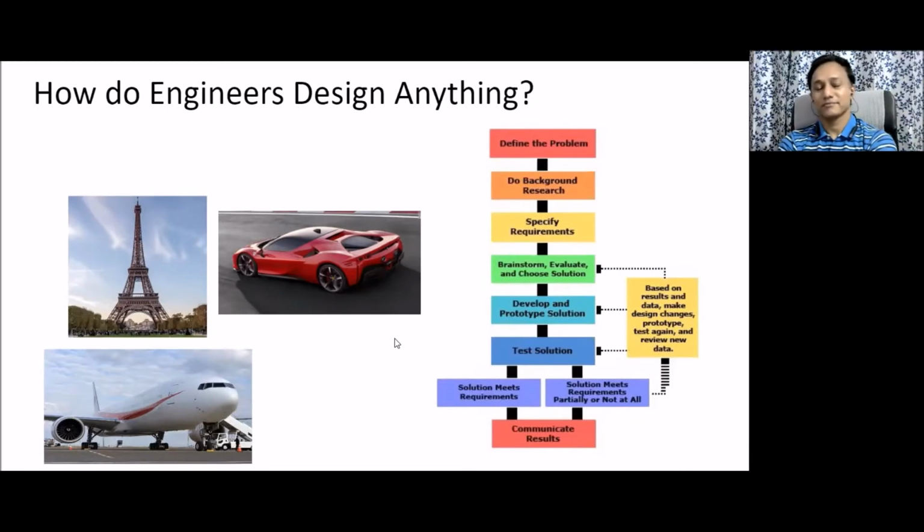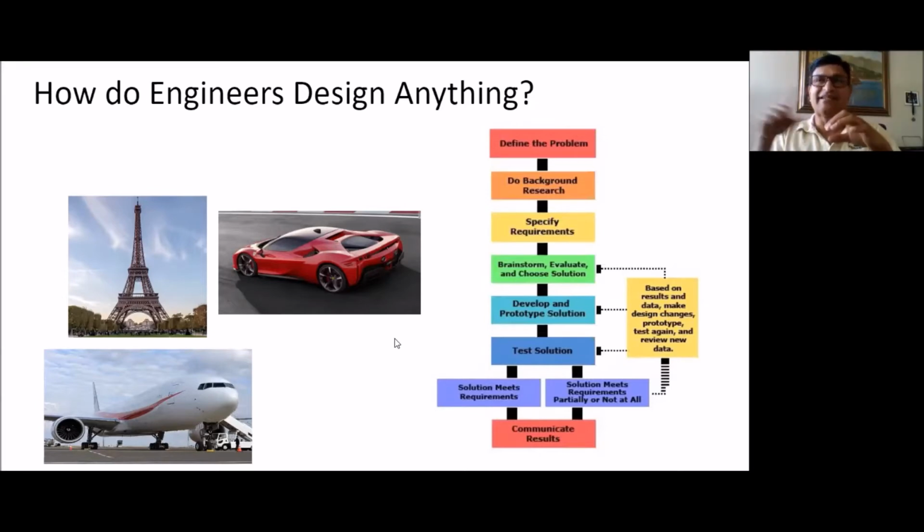And then once you know this prototype works, it's an iterative process. You may have to go back and work it, and then finally you come up with a final product, and then you communicate the design. You have all the drawings and specifications and operating procedure, everything. So that's the way we design anything, for that matter.